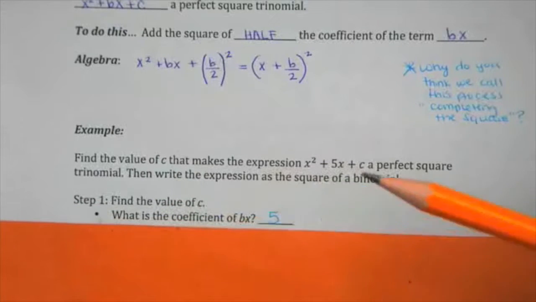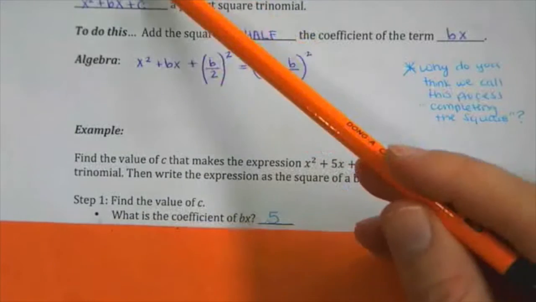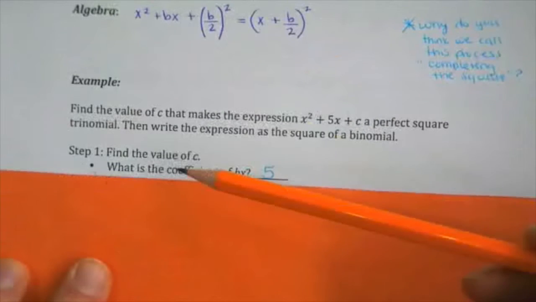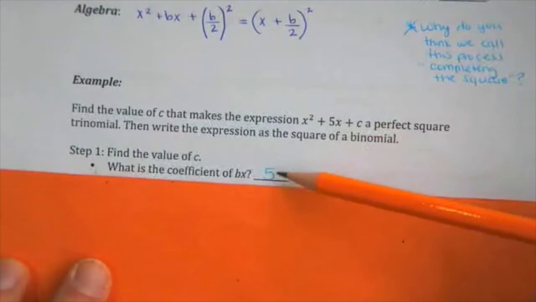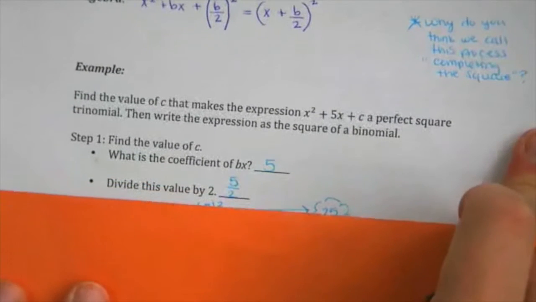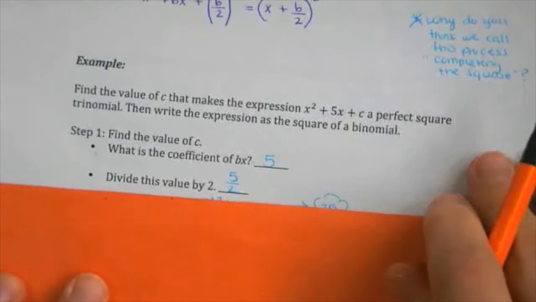Remember, the way that we said to find the value of c is we're going to take our b term, like up here it was 8, and divide by 2 and square that. So our coefficient of b for this example is 5. So go ahead and write 5 for our coefficient of b. And then we're going to divide that value by 2. So just 5 over 2. And you can leave it as a fraction.